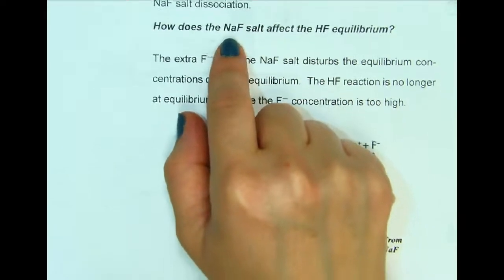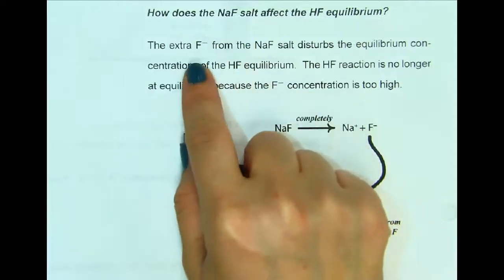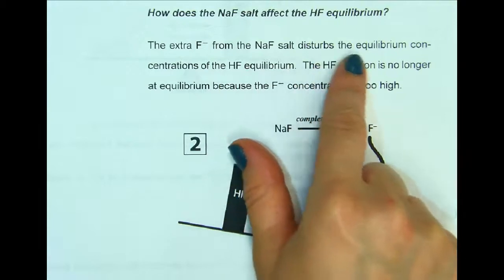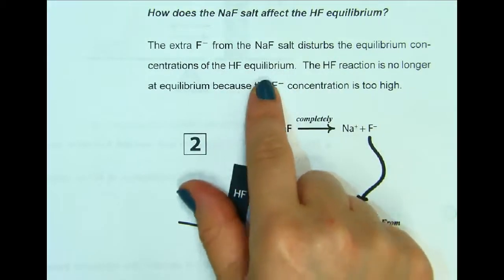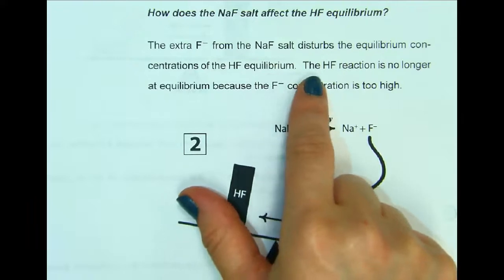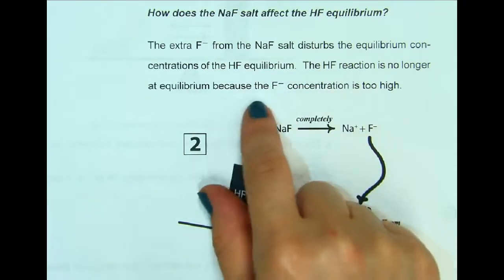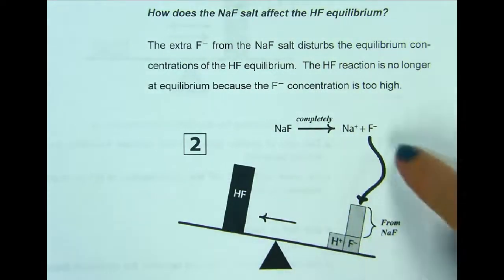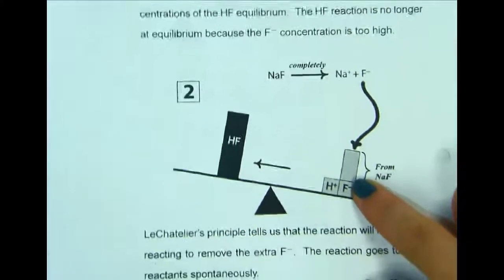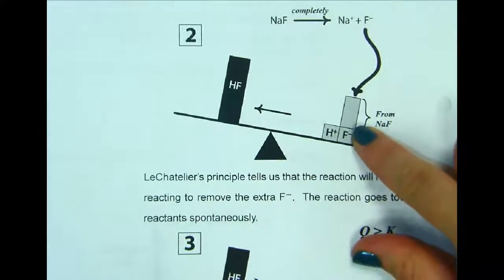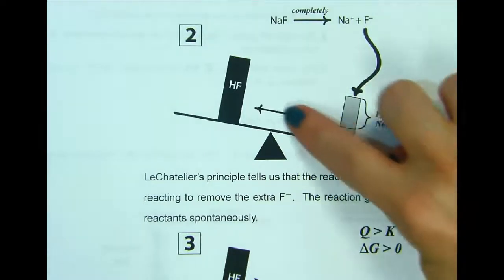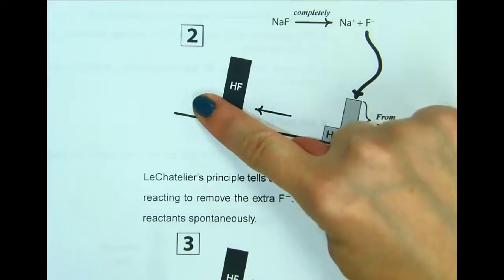So how does the sodium fluoride salt affect the equilibrium of hydrofluoric acid? The extra fluoride from sodium fluoride salt disturbs the equilibrium concentrations of the hydrofluoric acid equilibrium. The hydrofluoric acid reaction is no longer at equilibrium because the fluoride concentration is too high. So adding this salt is going to add more fluoride, and it's going to disrupt the balance of this system that was in equilibrium. And so now we have too much over here, which is going to cause the equilibrium to shift to make more reactants.